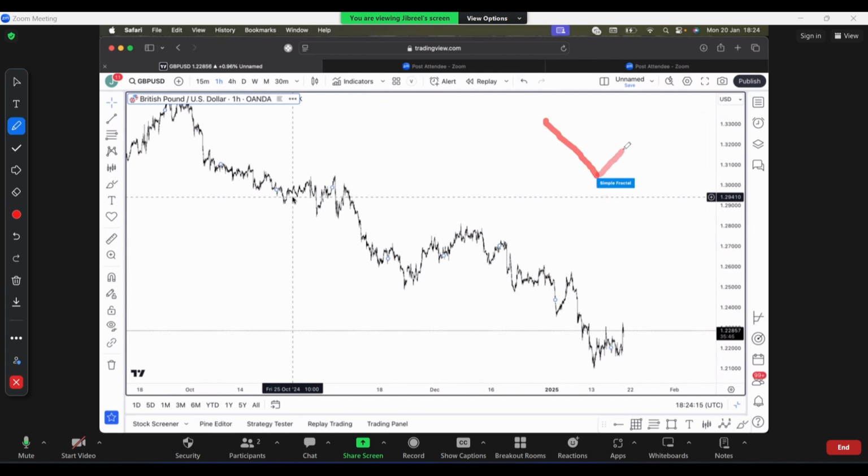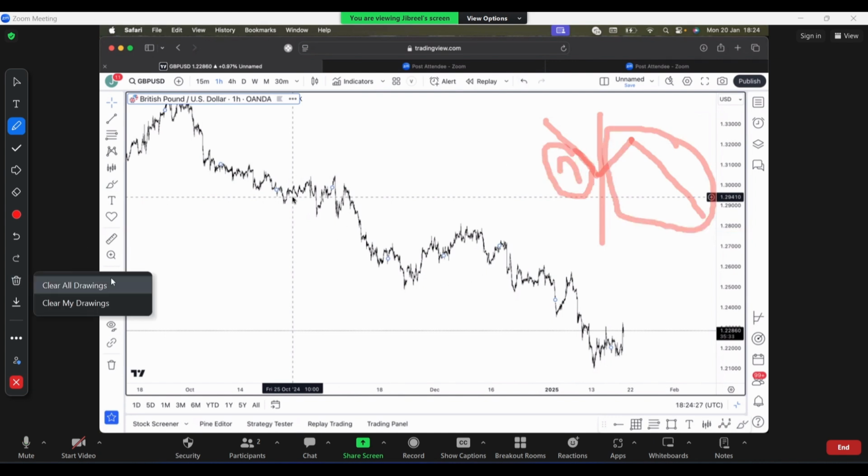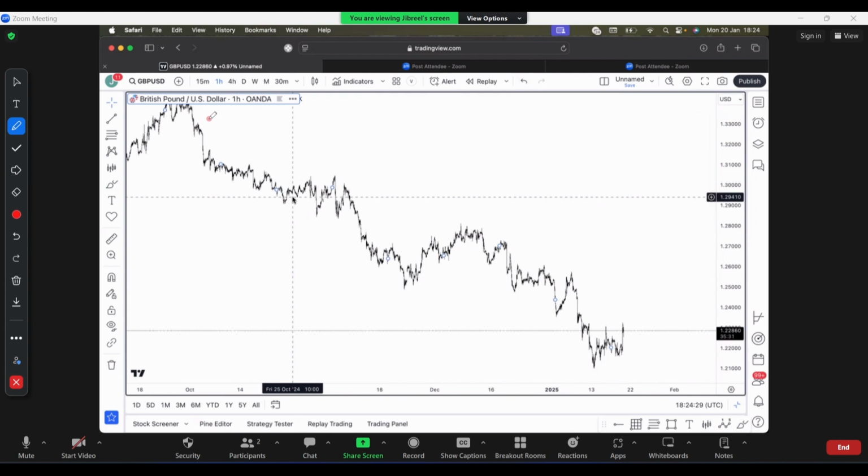Strong push to the downside, pullback, and strong push to the downside. Before the pullback, we need to find the child wave that is self-similar to the mother wave. So, downtrend, pullback, push to the downside. Before the pullback, I need to find right here something, okay? I need to look for this structure in this area right here.